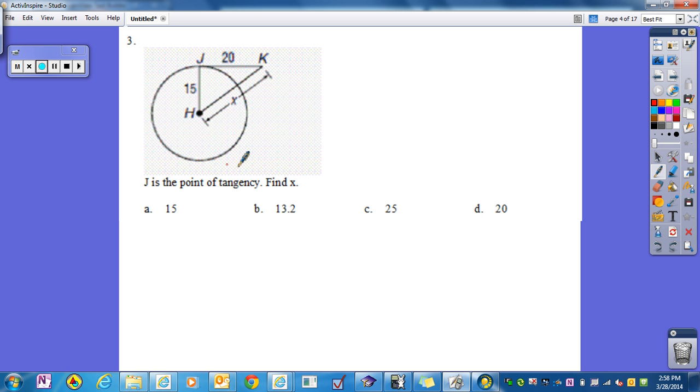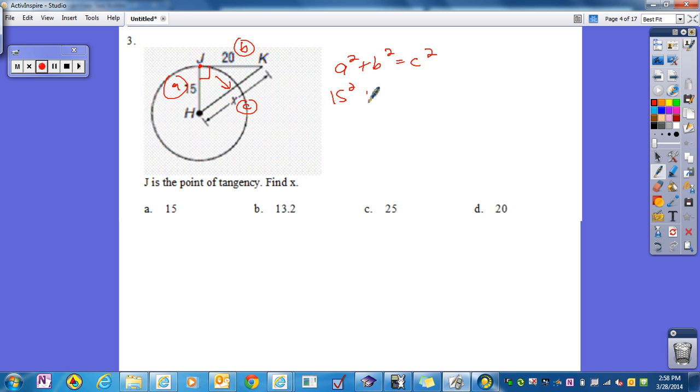Alright, J is the point of tangency, and I want you to find X. So if J is the point of tangency, that means there needs to be a right angle here, because if a line is tangent to a circle, the tangent line and the radius are perpendicular to one another. So this right here is a right triangle, so I would use Pythagorean theorem. So I would say a squared plus b squared equals c squared. Well, one of my legs is 15, the other leg is 20, because x is across from my hypotenuse.